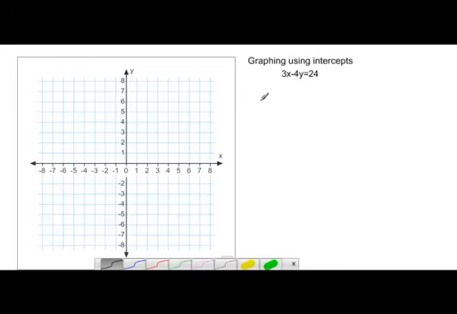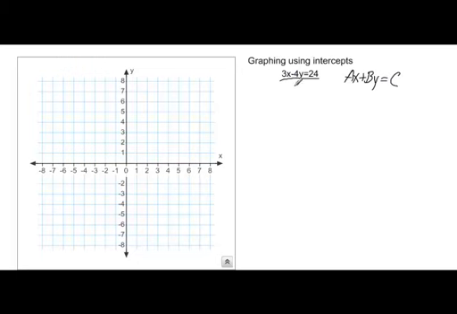Today's lesson we're going to graph using intercepts. To start with, we're going to start with an equation that's listed right here. You'll notice that this equation is given in standard form. Standard form is ax plus by equals c. We've got a minus sign in there, but if we change it to a plus and negative 4, we can certainly get to that standard form.